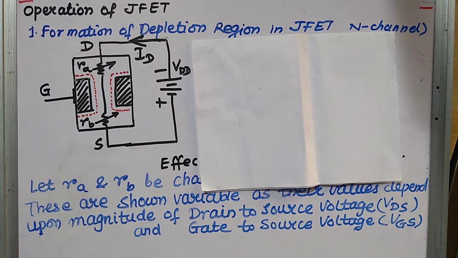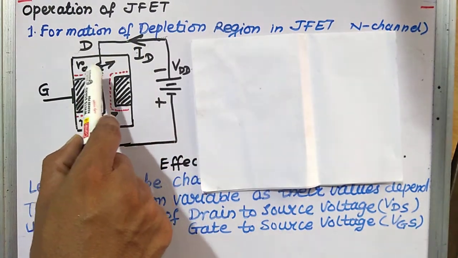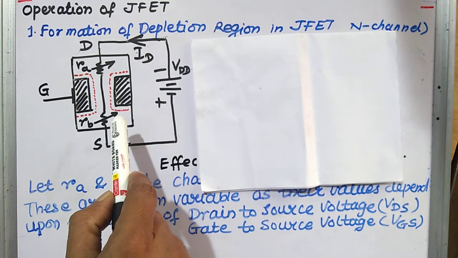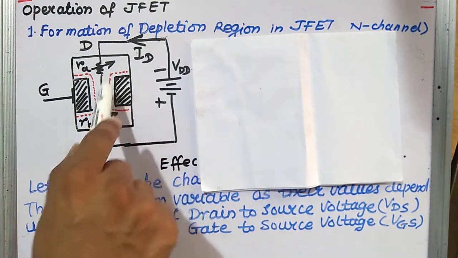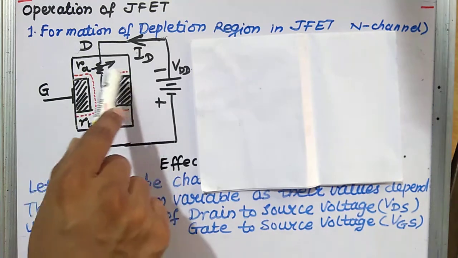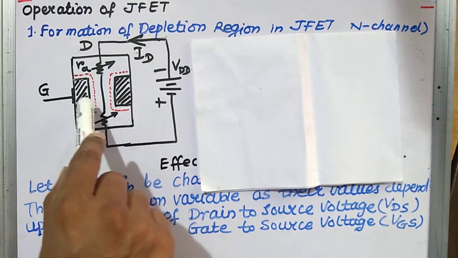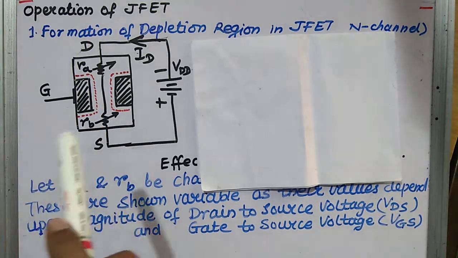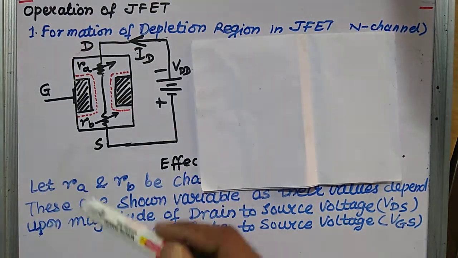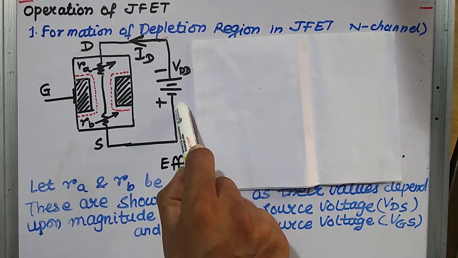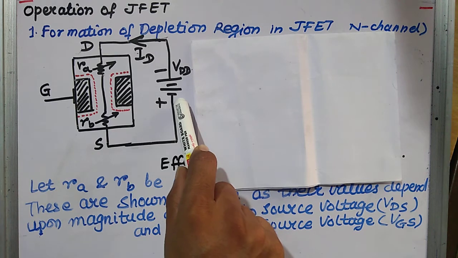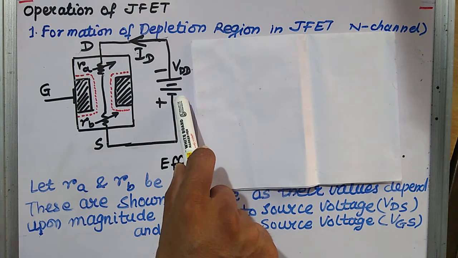Now we know that this whole region is the N channel. Here I have shown the depletion region is symmetrical across the P type material and the N channel. Now as we increase the drain to source voltage, the width of the depletion region will be asymmetrical.